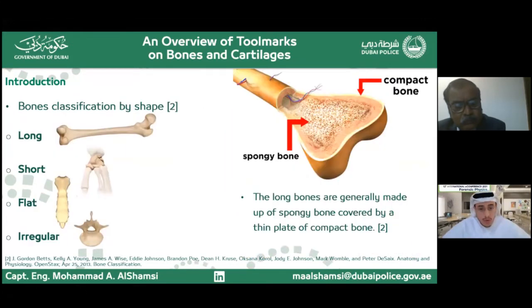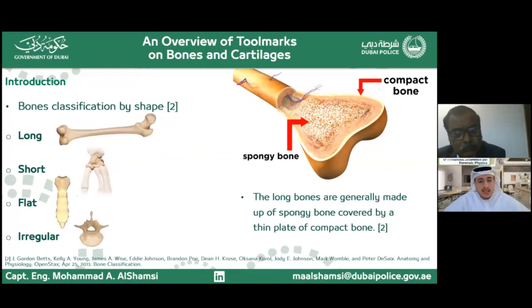However, with regards to bones, bones are classified into shapes. So we have long, short, flat, and irregular bone. Long bones are generally made up of spongy bone covered by a thin plate of compact bone. If you look at the figure on the right, the spongy bone literally looks like a sponge. So it's similar to a surface which has holes or cavities inside.